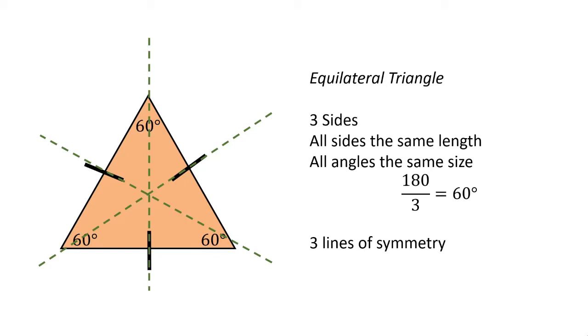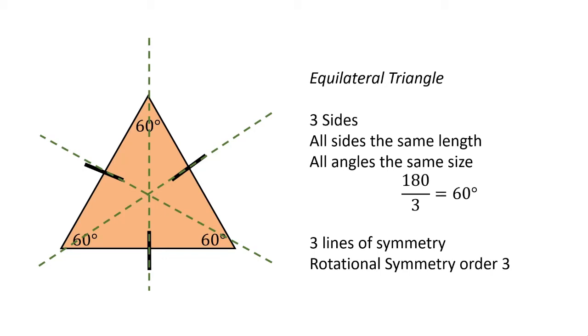Rotational symmetry, well, if we did that with a piece of tracing paper, we would find that it has rotational symmetry order 3 for an equilateral triangle. And that's the first kind of triangle. They're quite neat, equilateral triangles. Everything's the same, 3 angles the same, 3 sides the same. It all kind of works out nicely.